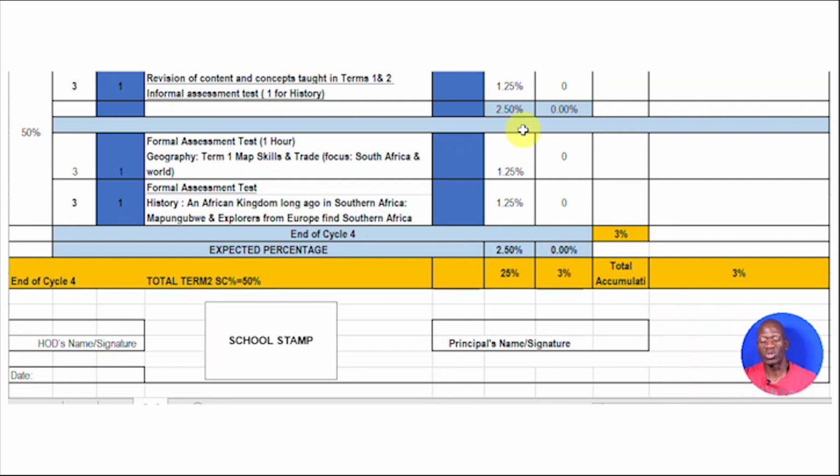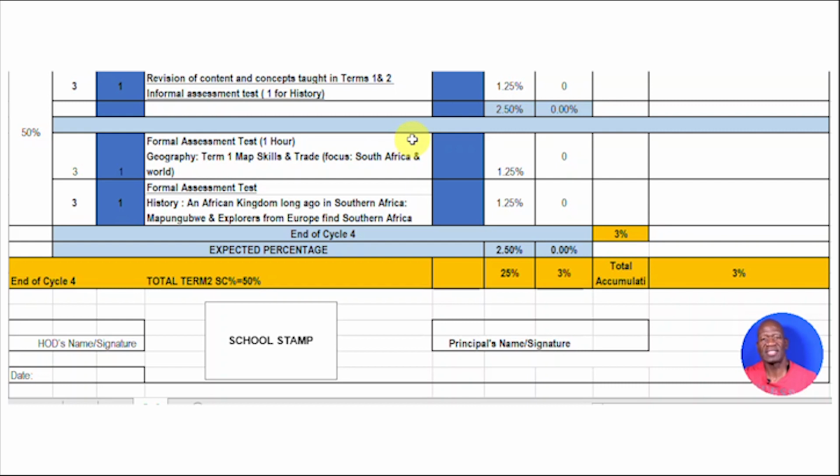All right, so after the teacher will have completed this particular tool, depending on the management plan from the HOD as to when he or she is going to check content coverage, this tool must be submitted to the HOD, accompanied by the ATP and the learner's books. So when the HOD receives this, he or she is going to complete another tool that looks exactly like this.